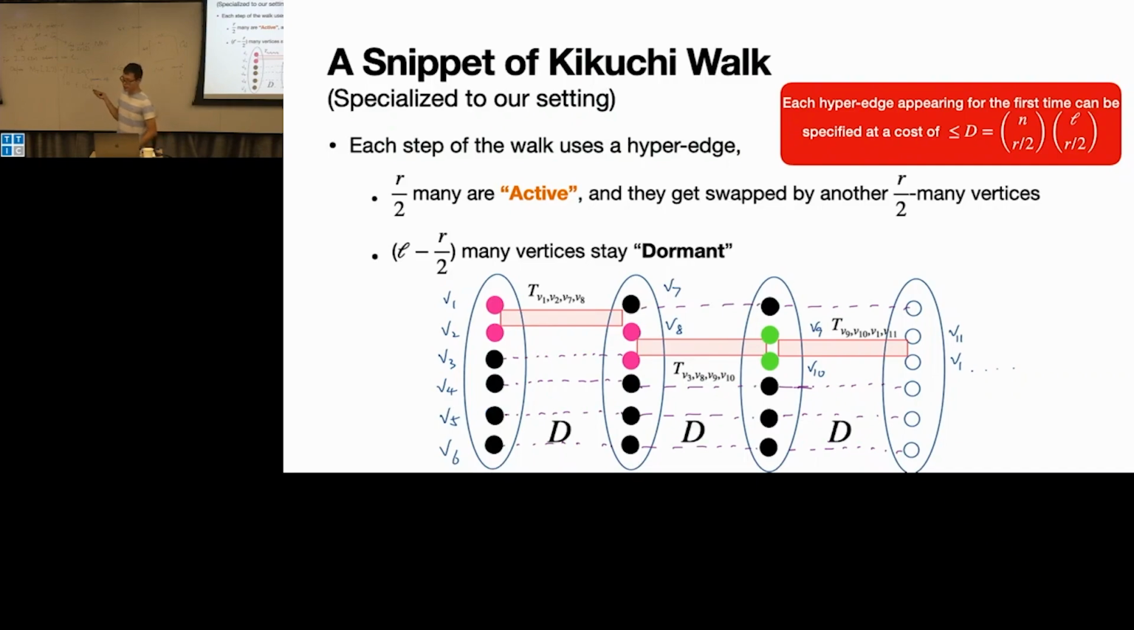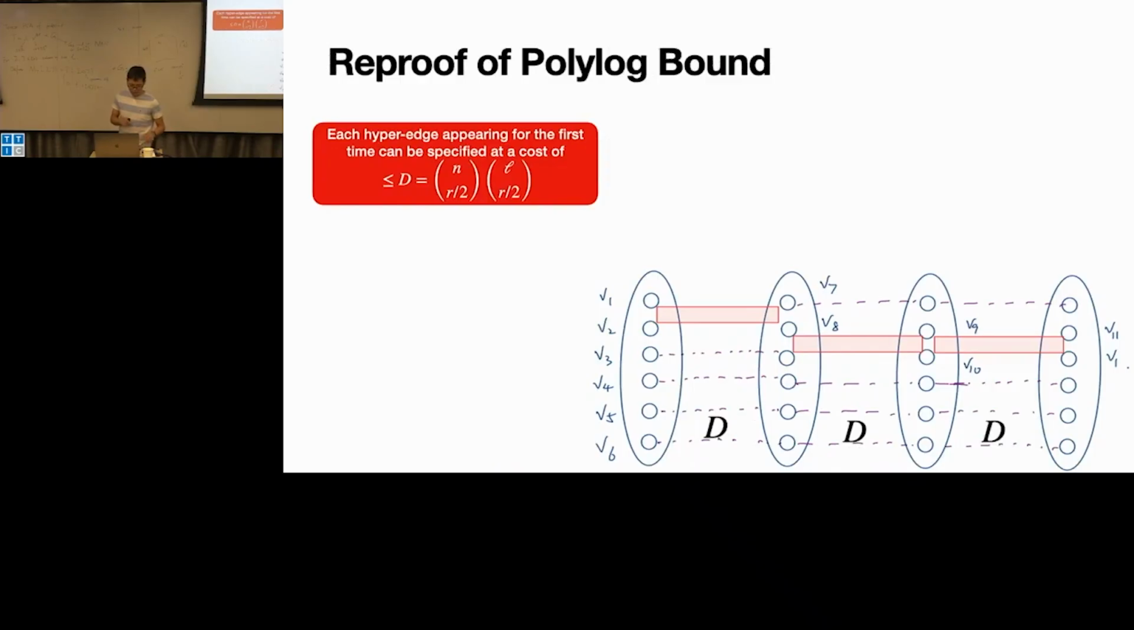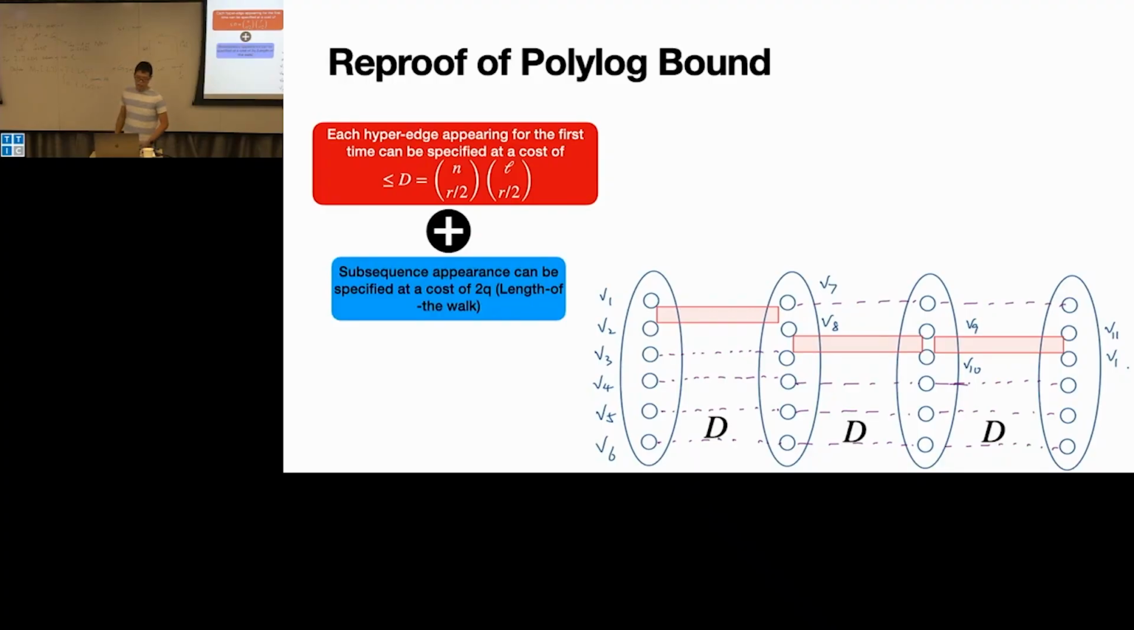And then as we said, the Kikuchi graph has degree D for each vertex set. So each step has D choices. So using the naive bound that each vertex has degree D, we are also going to observe that if you are going to use an edge that already appeared before in the walk, this is an encoding argument. This can be efficiently encoded at a cost of the length of the walk.